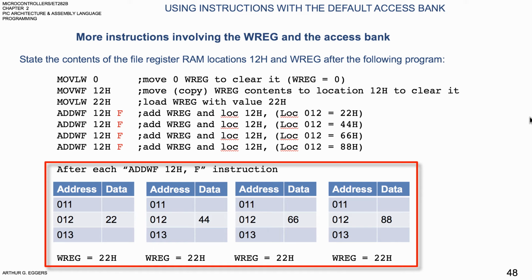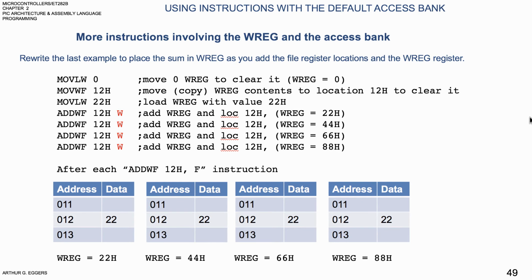So you can see that down at the bottom. For each step, as we move through it, the working register stayed at 22, but the value at location 12 incremented: 22, 44, 66, and 88. Let's look at another one.